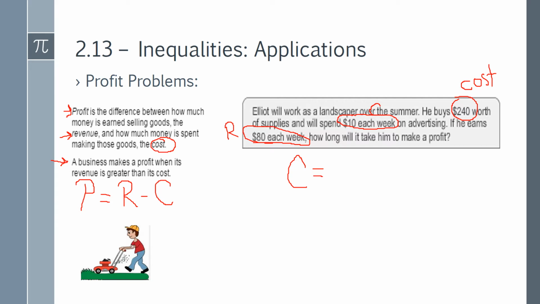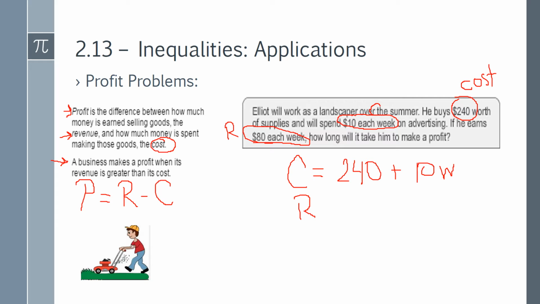Cost, in this case, he's got the $240 he spent initially, plus he's spending $10 every week. So it's times the number of weeks. So if the summer is 2 weeks, it'd be a horribly short summer, then he spends $20 on advertising plus the $240 initially. So that'd be $260. If he goes for 3 weeks, that's 10 times 3, that's 30, plus $240, that's $270.